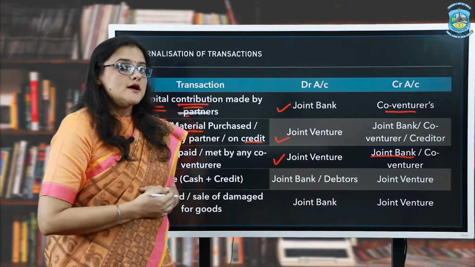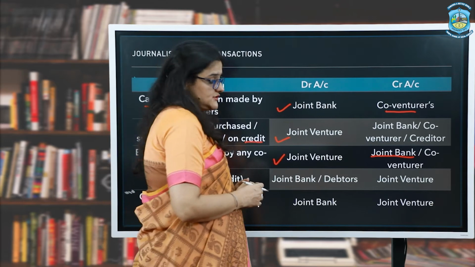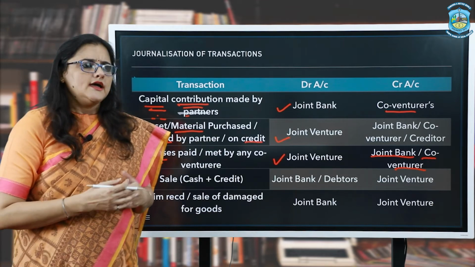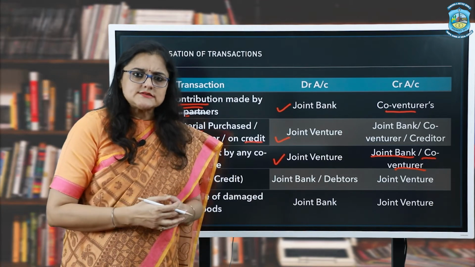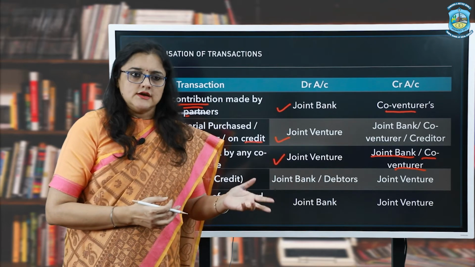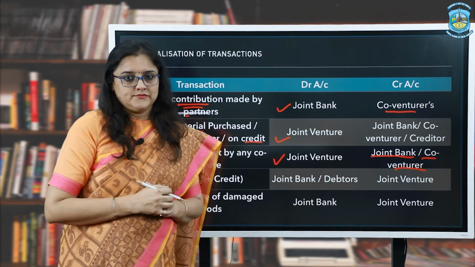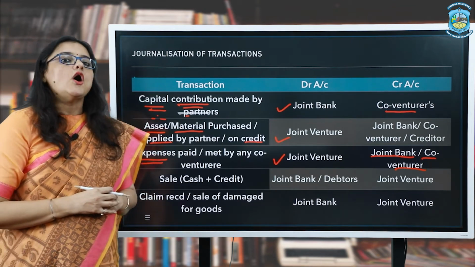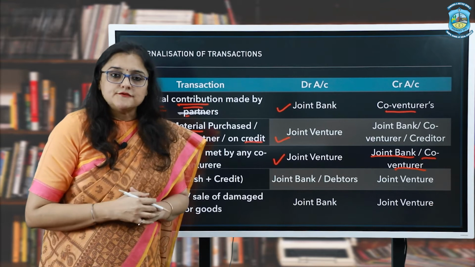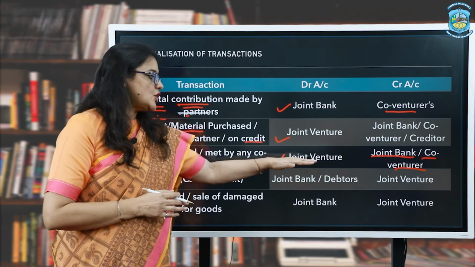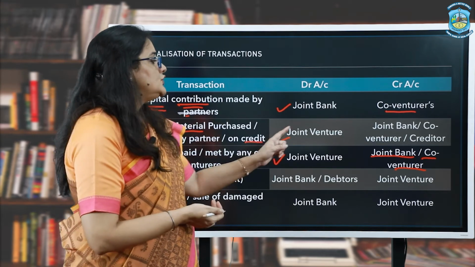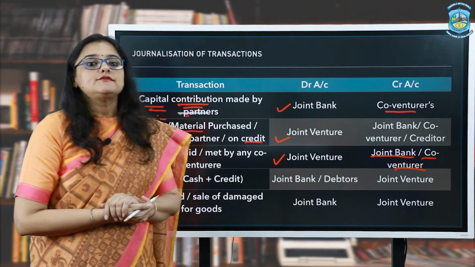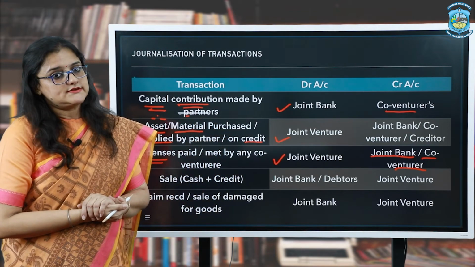But if this expense is incurred by the co-venturer, we are going to credit his account with the value of expense he has paid. It's like the co-venturer incurring an expense which will be reimbursed to him later on. So this will be written to his credit, whatever expenditure he makes on the joint venture. So the entry for expenses paid or met by the co-venturer on behalf of joint venture is joint venture account debit to bank if the expenses are paid from the bank, and to co-venturer's account if the expenses are paid by the co-venturer.